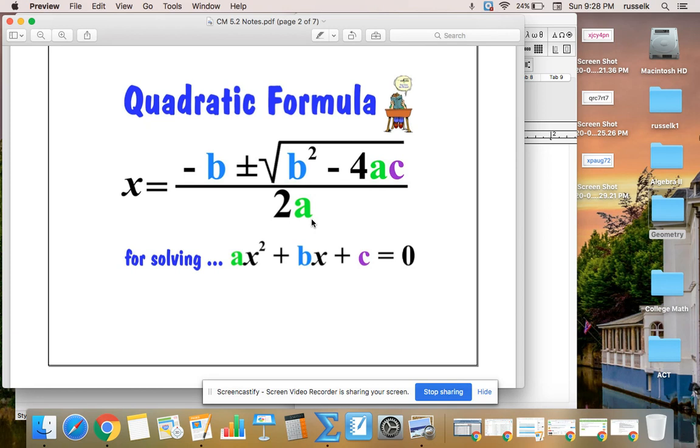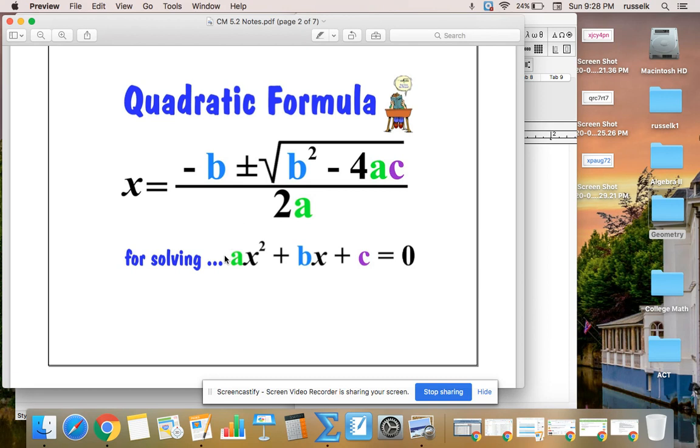Once again, we use this to solve a quadratic equation that has an x squared and an x in the same problem. We want to use this because we can't just take the square root, because we have this x in the problem as well. So we need to either factor or use the quadratic formula. This section is focusing on the quadratic formula.